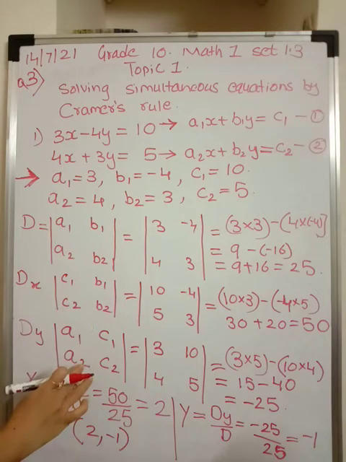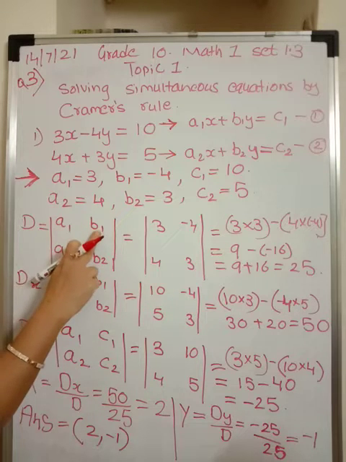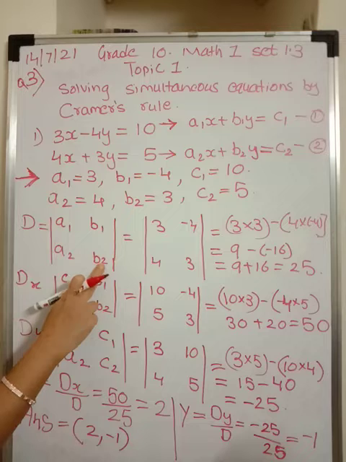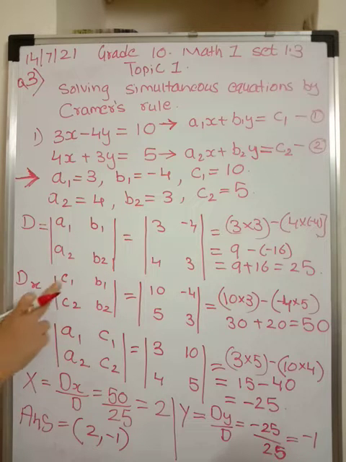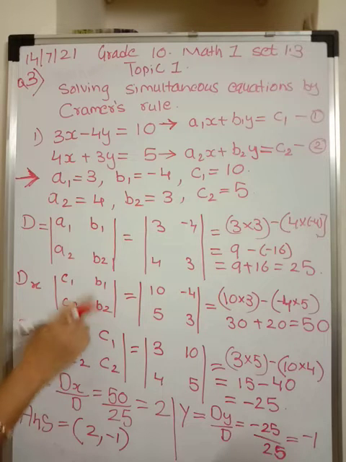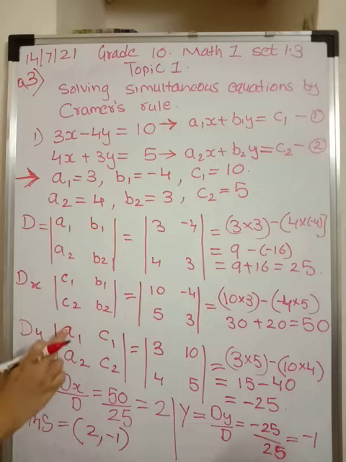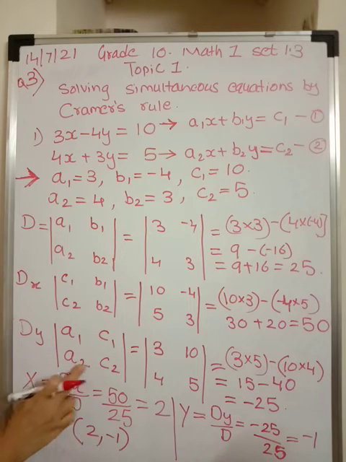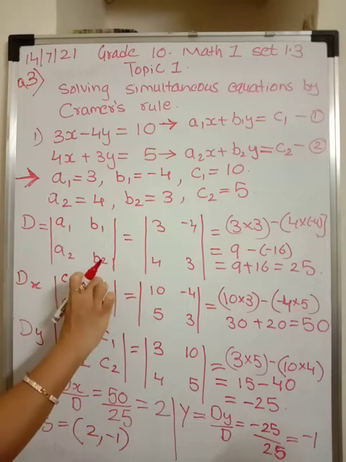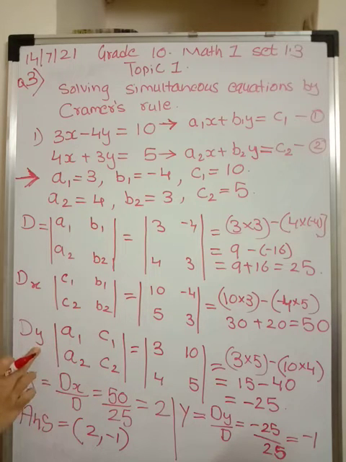These three determinants are clear. Okay, so revise again. What is D? a1, b1, a2, b2. What is dx? c1, b1, c2, b2. a1, a2 is replaced by c1, c2. What is dy? a1, c1, a2, c2. Here b1, b2 is replaced by c1, c2 to find y. So we have found three determinants: D, dx and dy.